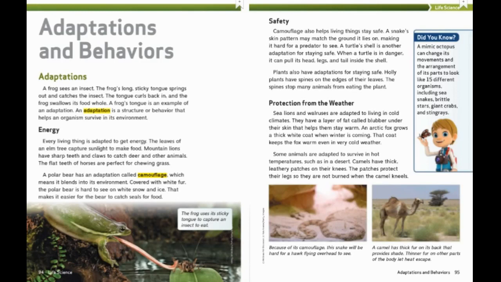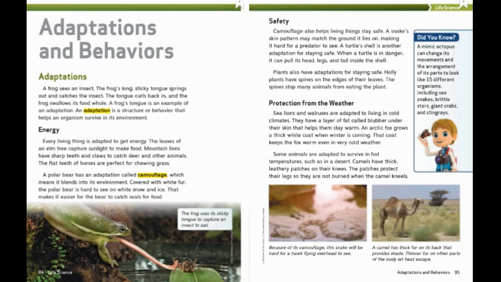A polar bear has an adaptation called camouflage, which means it blends into its environment. Covered with white fur, the polar bear is hard to see on white snow and ice. That makes it easier for the bear to catch seals for food. Caption. The frog uses its sticky tongue to capture an insect to eat.